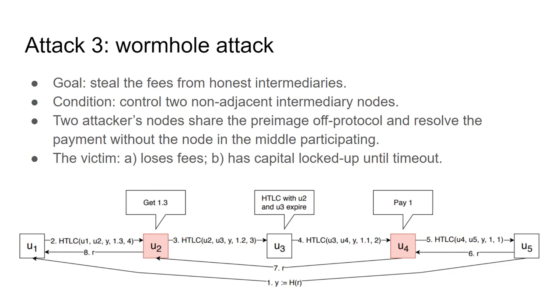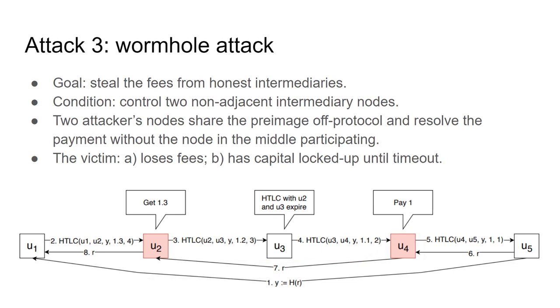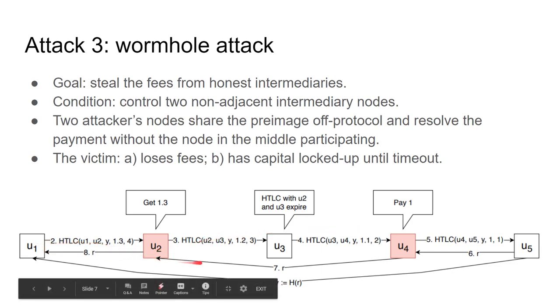And the third attack that we consider, here the attacker is trying to cheat a little bit and to take the fees from honest participants. So imagine the attacker controlling user number 1 and user number 4, and the first part of the payment goes as usual. The sequence of HTLCs is being created from user 1 to 2, 3, 4, and 5. And then user 5 starts redeeming the payment by revealing the secret value R to user 4. But then instead of sharing this value with user 3 and redeeming the payment from user 3, user 4 just forwards this secret value R outside of the Lightning protocol to user number 2, which allows user 2 to redeem the value from user 1.